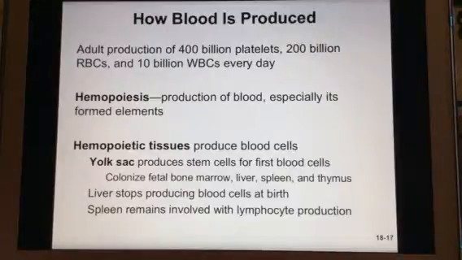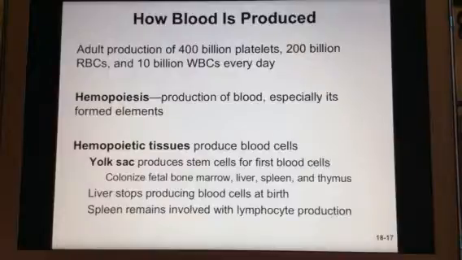Blood being produced is called hemopoiesis. It is the production of blood cells, but specifically we're going to focus on those formed elements, the blood cells. Adults are producing 400 billion platelets, 200 billion red blood cells, and 10 billion white blood cells every day.